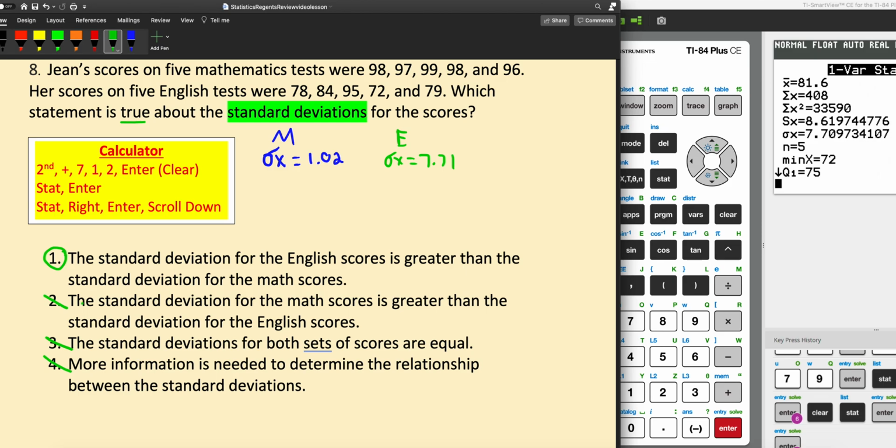So I'm actually glad I made a mistake there because it showed you what happens if the calculator gets jammed up. You just go back to the beginning, you hit stat enter, your information's still there. Let's take a look at another one and hopefully I don't make a mistake on this one.